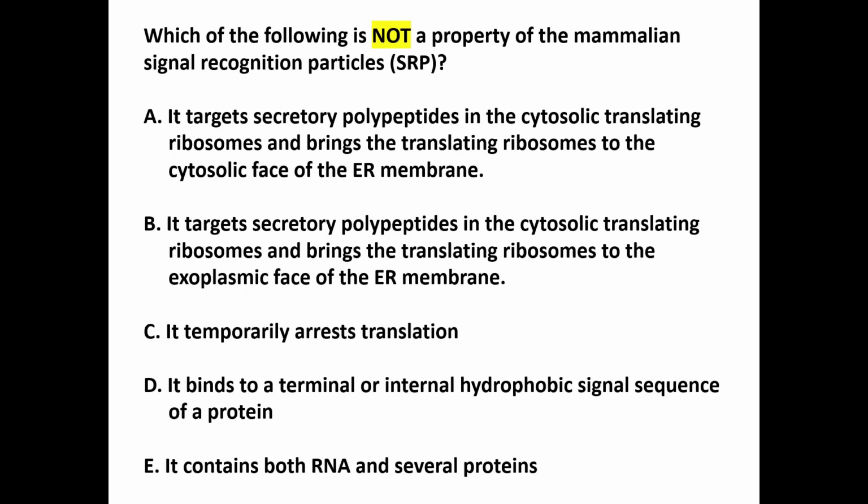And even if you do not remember all of this, essentially, if you just look at it, the first option targets the secretory polypeptide in the cytosolic translating ribosome, bringing the translating ribosome to the cytosolic phase of the ER membrane. The next one says it targets the secretory polypeptide and cytosolic translating ribosome, bringing it to the exoplasmic phase. So these are different. So one of them must be wrong. You do not even take a look at the others. Those must be correct because these are two. So that's how you can answer this question in 30 seconds.